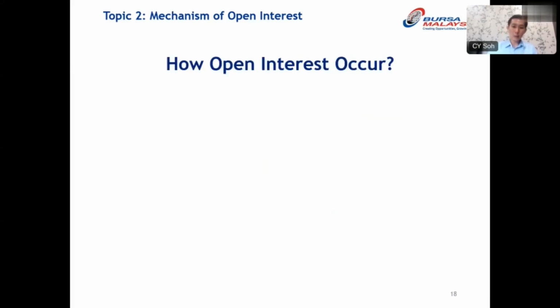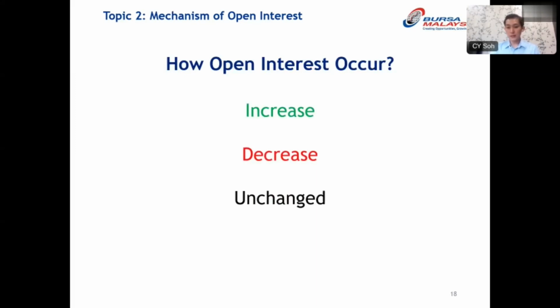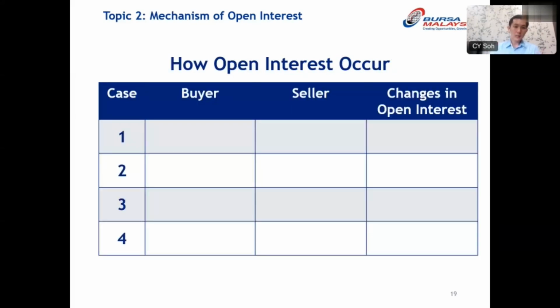Now, how does open interest actually occur? In order for you to grasp the significance of how changes in the open interest number are interpreted, you must first understand how each trade produces a change in those numbers. Of course, every time a trade is completed, open interest is affected in one of three ways. Either it can increase, decrease, or stay unchanged. So let's see how those changes actually occur. There are only four situations. So let's look at these four situations.